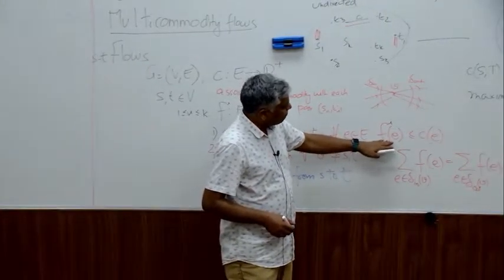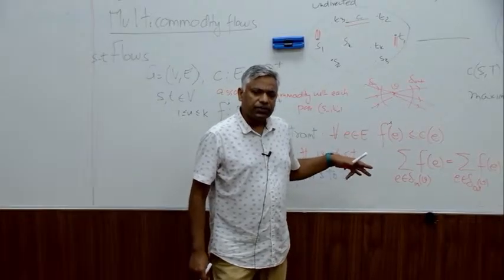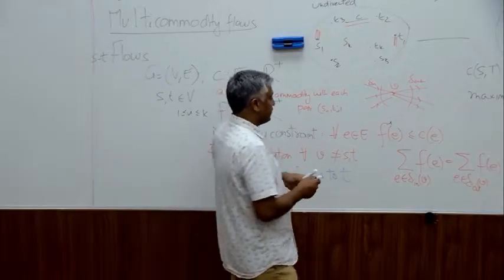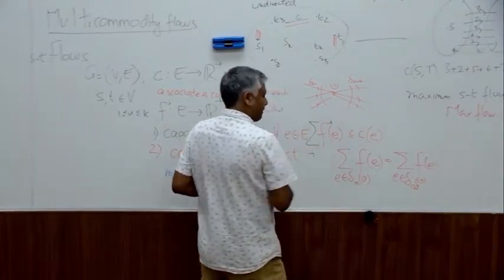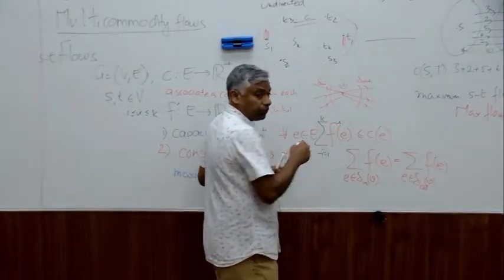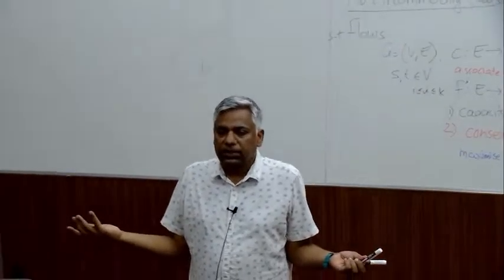I want that, is this constraint correct? That the flow of the ith commodity is less than the capacity of the edge? Is that what we want? Summation, very good. Right, sum over all i, going from 1 through k. The total flow of all commodities put together should be less than the capacity of the edge. Right? That's the obvious thing to do.